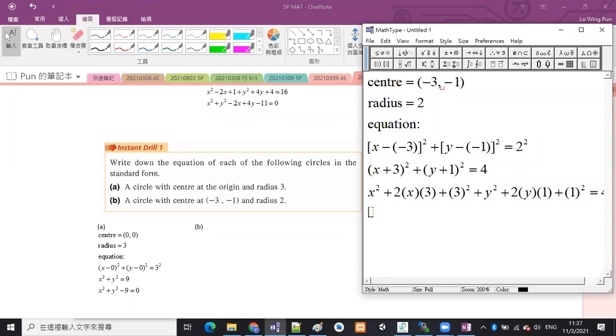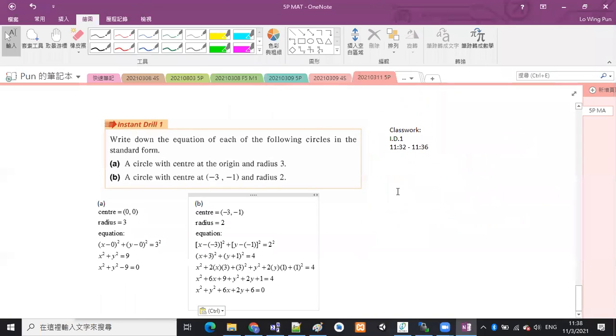Calculate the terms first. X squared plus 2 times x times 3, that is 6x. 3 squared is 9. Y squared plus 2 times y times 1 is 2y. Plus 1 squared is 1, equals 4. Then arrange the terms in correct order and subtract the 4 to the left-hand side. We have x squared plus y squared, plus 6x plus 2y, plus 9 plus 1 minus 4, which becomes plus 6, is equal to 0. And that is the answer of part B.